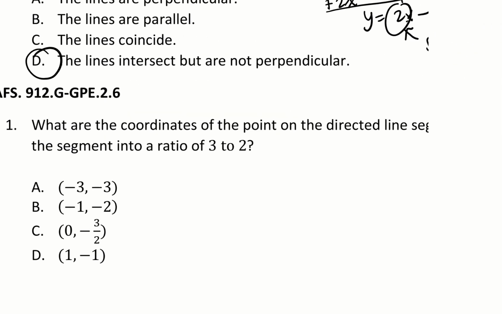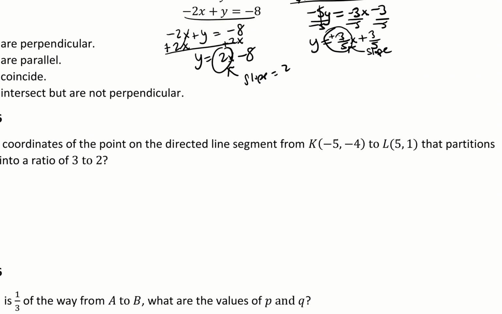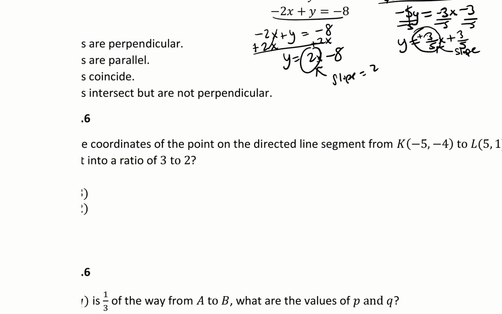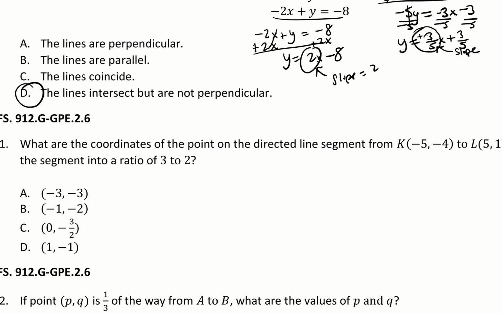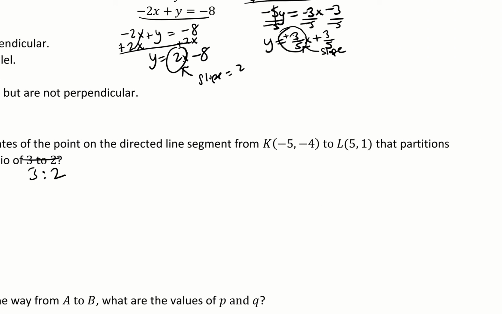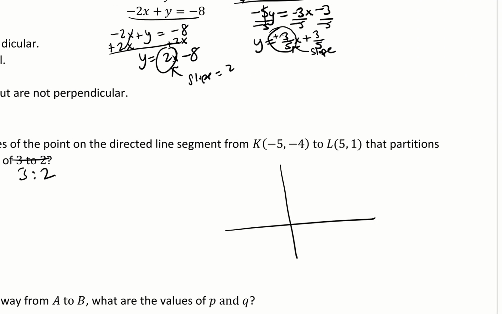What are the coordinates of the point on a directed line segment from K to L that partitions the line segment into a ratio of 3 to 2? So the ratio here is 3 to 2. We have here a directed line segment K. Let's go ahead and draw it out. 1, 2, 3, 4, 5. 1, 2, 3, 4.